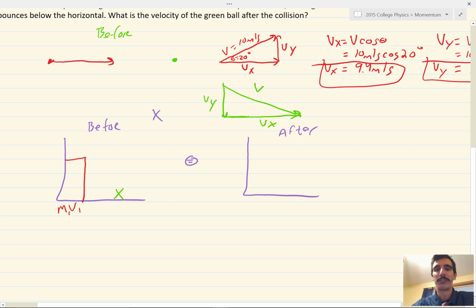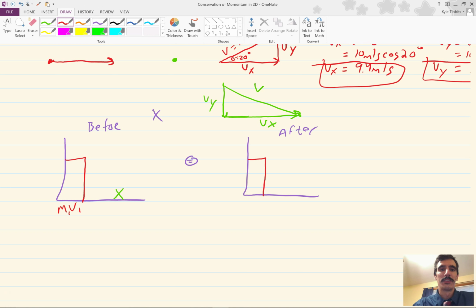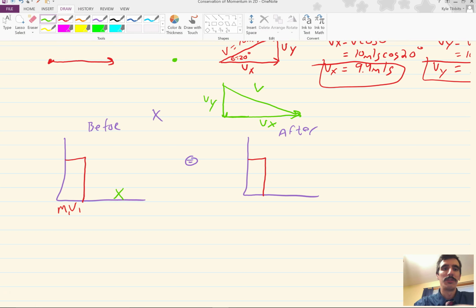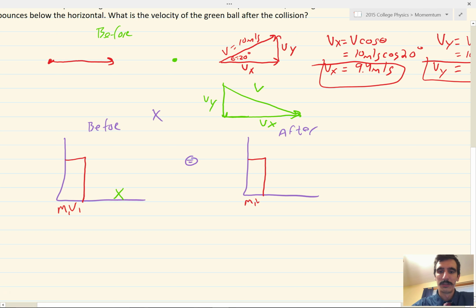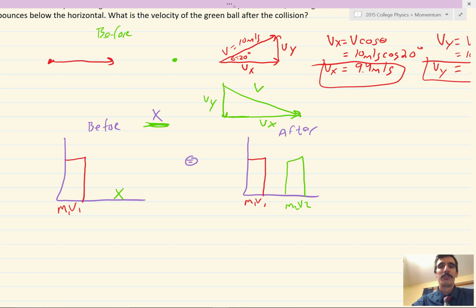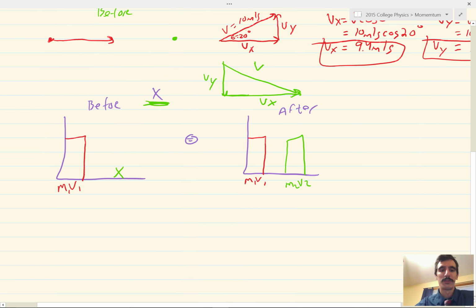After, the red ball bounces upwards, but does it have momentum in the x direction? Yes, it does. And after, M1V1 after. And after they collide, the green ball bounces downwards, but it's also moving to the right, so it also has a positive momentum. We'll call it M2V2. And again, we're looking in the x direction, so we're only analyzing the velocities and momentum in the x direction. So with our LOL diagram complete, we can now write our formula.